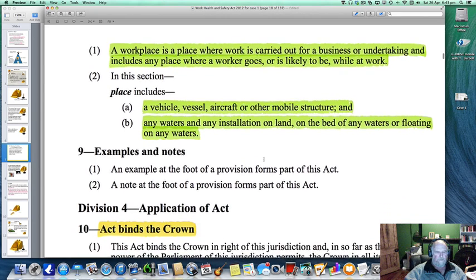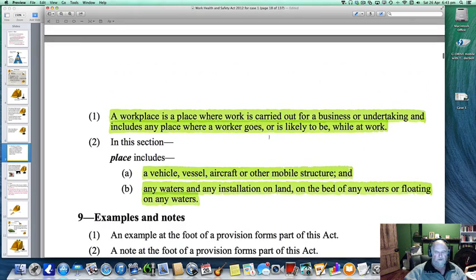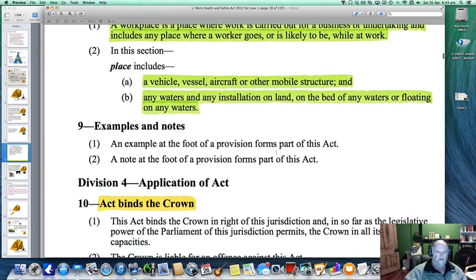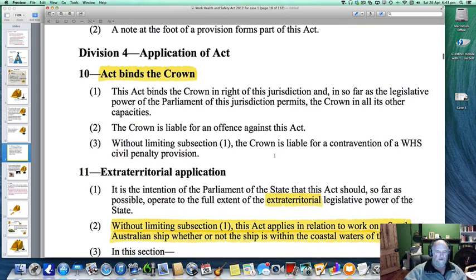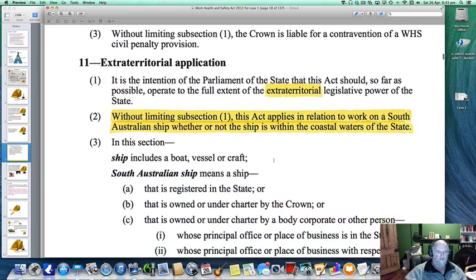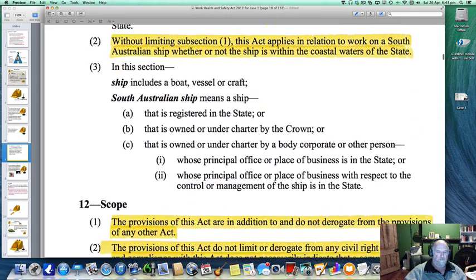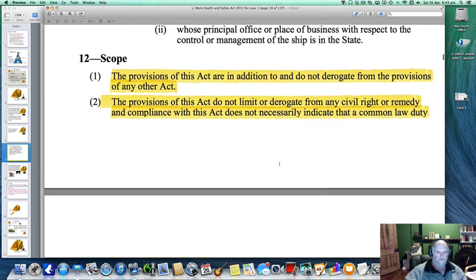So yeah, don't worry about that. It's not important. We know it's definitely a workplace where work is carried out for the business or undertaking, blah blah blah. So that's all right. Application of the Act, okay. Nothing there. Extraterritorial is nothing there. Extraterritorial is not what this is. It's not a South Australian ship, for instance.